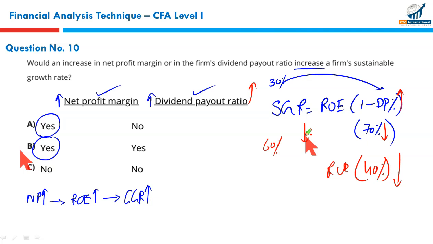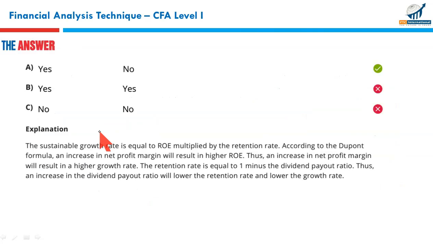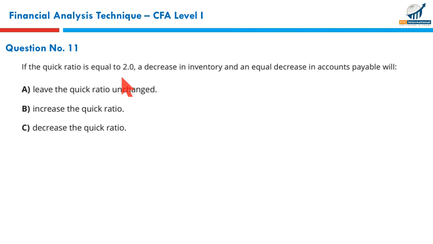The formula suggests that if there is an increase in dividend payout ratio, there would be no increase, rather there would be a decrease in sustainable growth rate. So it's no, in this case no. So the only combination that is good at both sides is option A. So A it has to be, and A it is. Yes, no. Alright, next question.